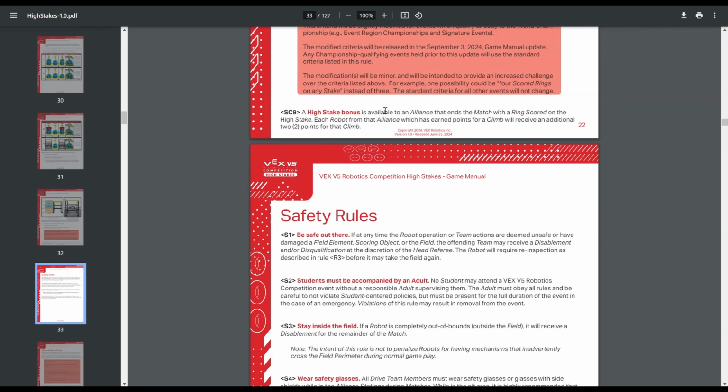So now you have a high stake bonus. Essentially, the top ring is now worth 5 points, sometimes 7 points, probably seven, because now you get an extra bonus 2 points per robot that is hanging if you get the top ring bonus. Obviously, you're going to have one robot hanging because you just got the high stake, so it's going to be at least five, and then if your alliance partner is also hanging, then it gives you an extra 2 points, so a 7 point bonus.